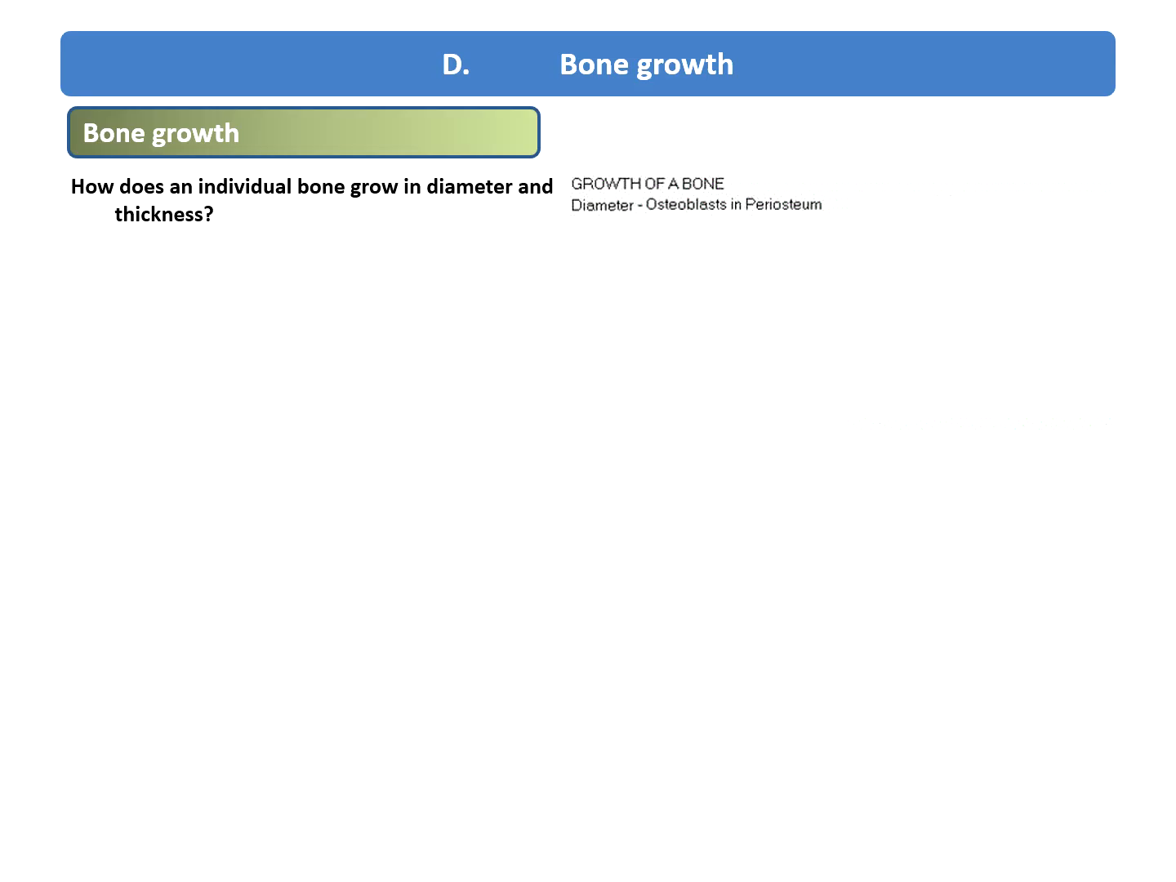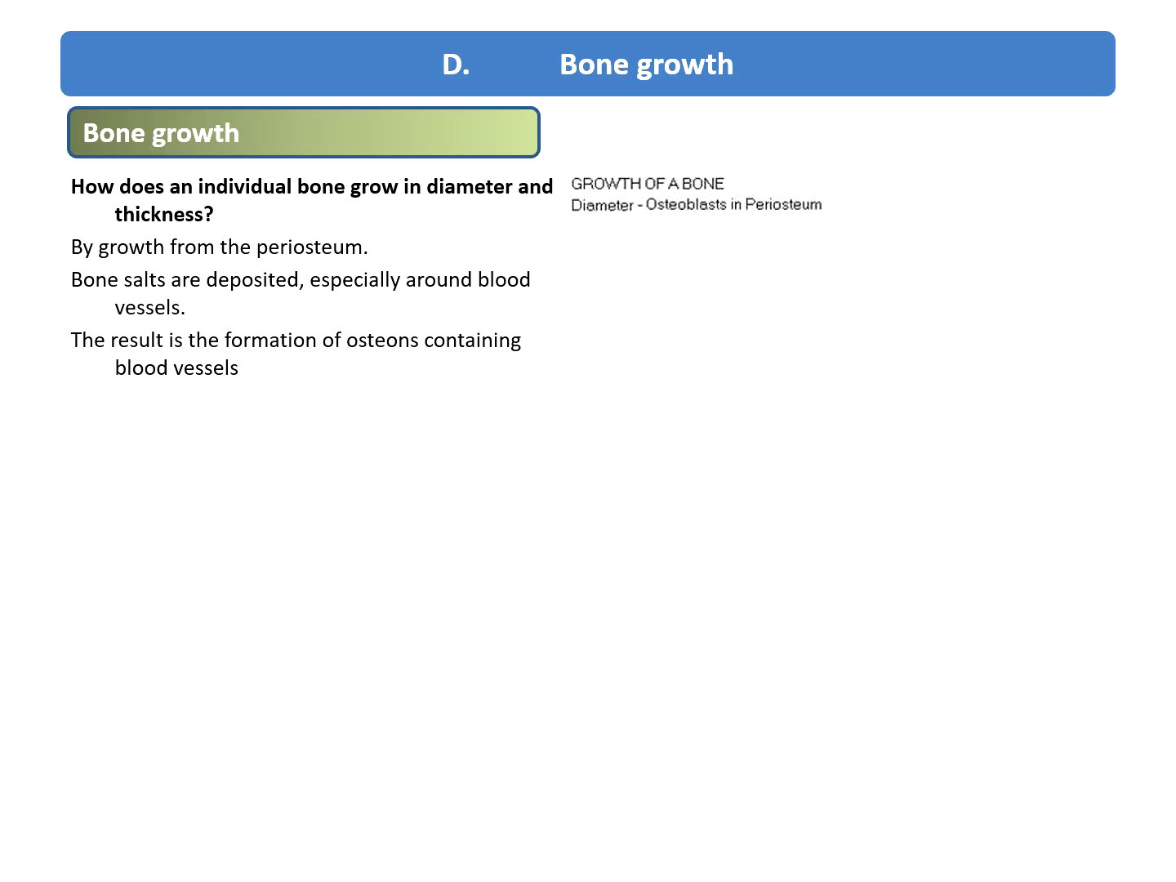How does an individual bone grow in diameter and thickness? Well, growth in diameter occurs from the periosteum. Bone salts are deposited, especially around blood vessels, and the result is the formation of osteons, or the Haversian systems, containing blood vessels. These end up inside that Haversian canal.